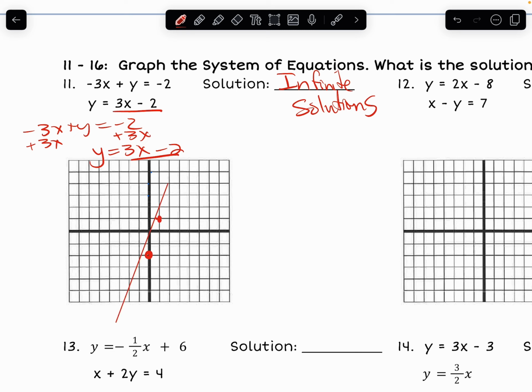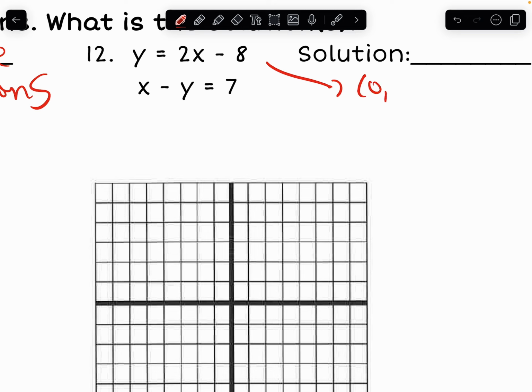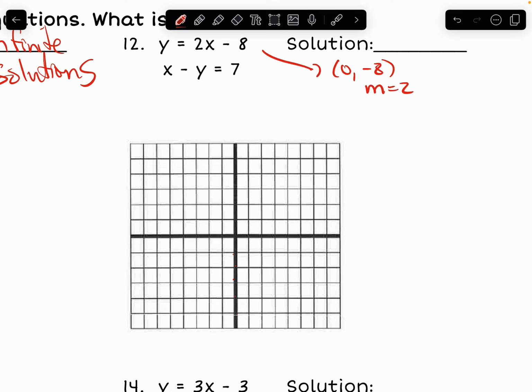Over here, this top one, it has a y-intercept of negative 8. It has a slope of 2. 1, 2, 3, 4, 5, 6, 7, 8. Sorry about that. Up 1, 2 over 1, 1, 2 over 1, and so on.